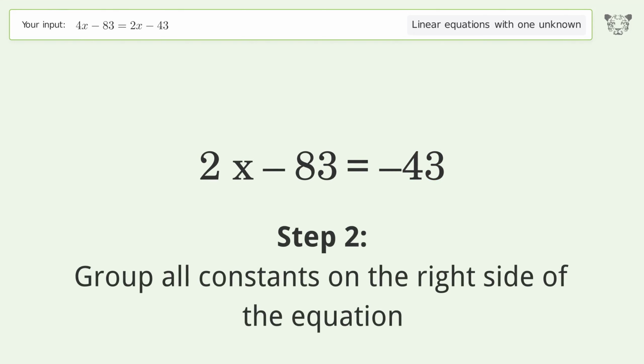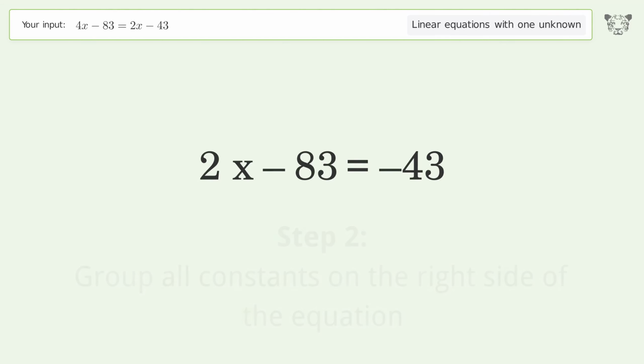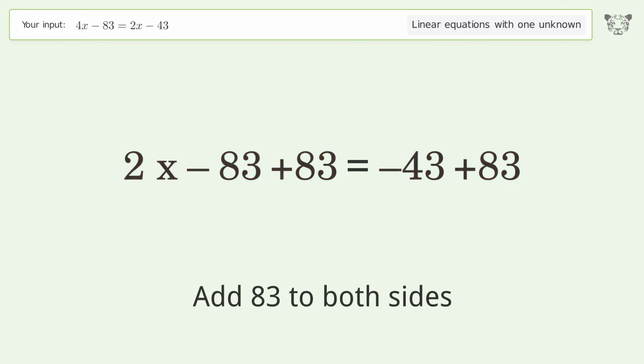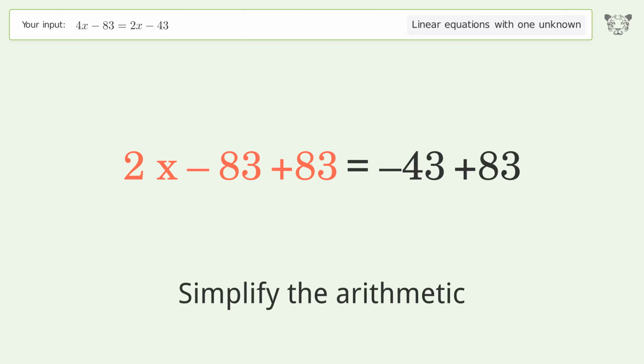Group all constants on the right side of the equation. Add 83 to both sides. Simplify the arithmetic.